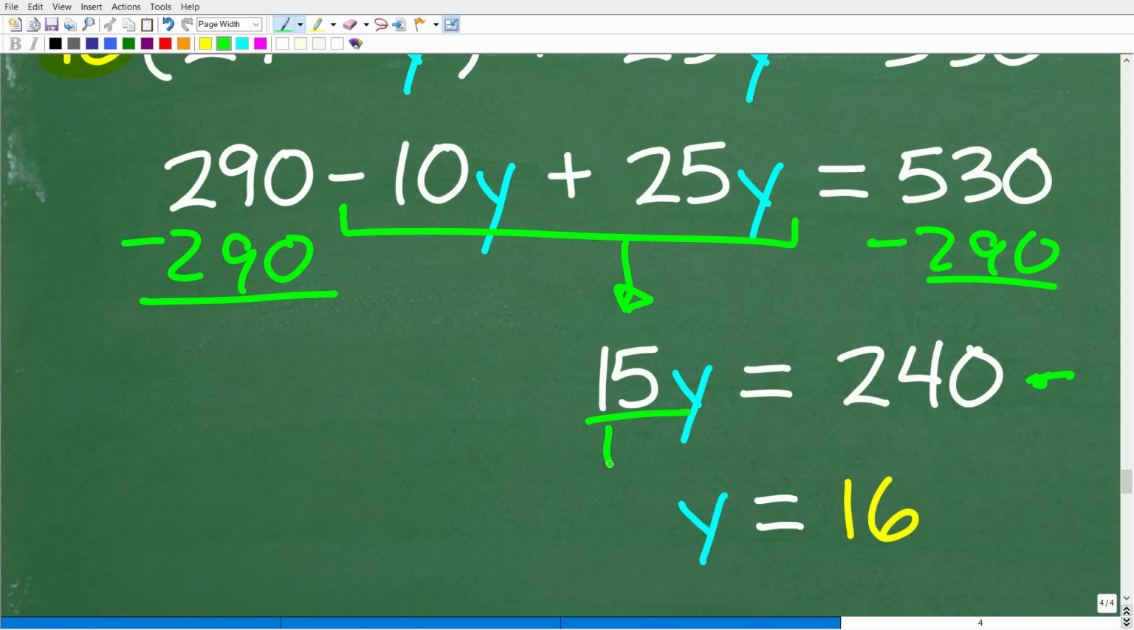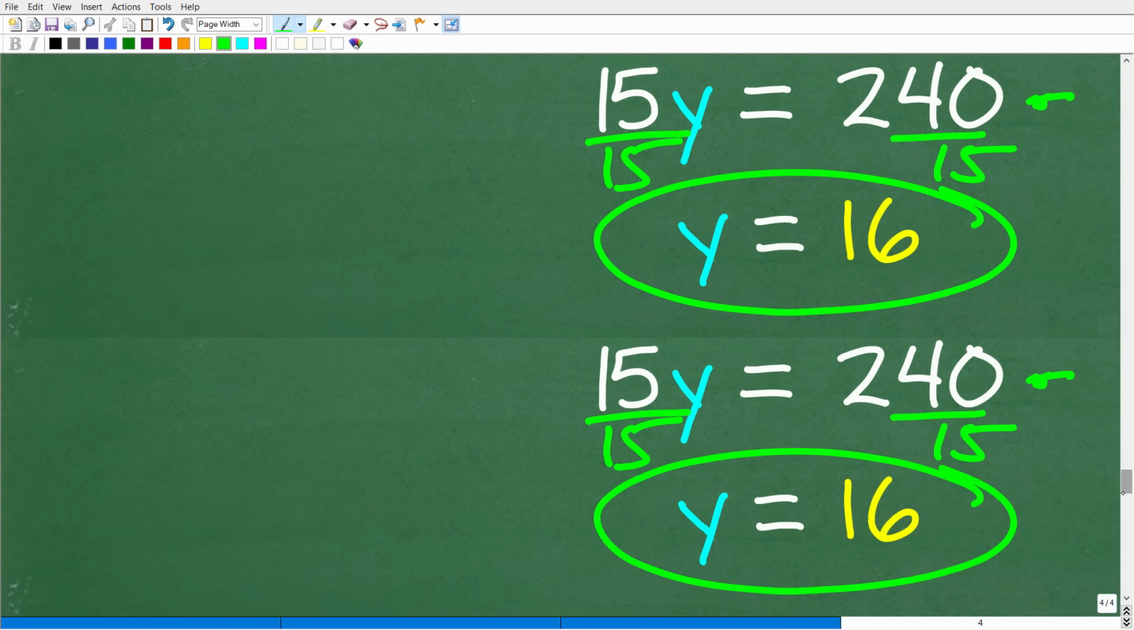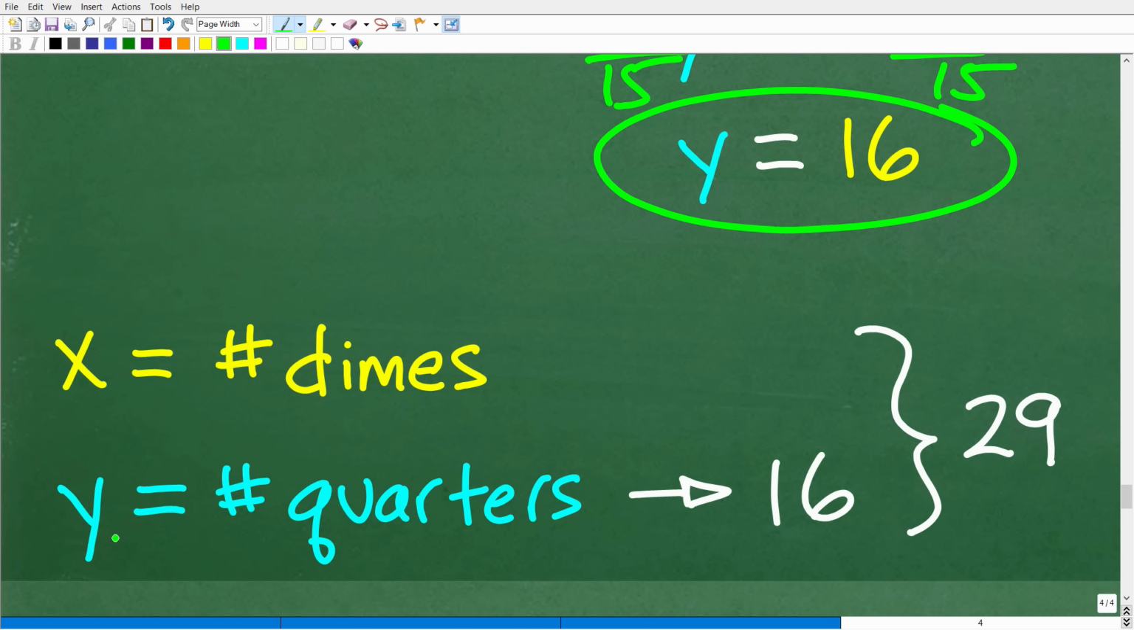So to solve for y, all we have to do is divide both sides of the equation by 15. 240 divided by 15 is 16. So y is equal to 16. Okay, now we need to go back and think about what x and y stand for. So remember, y is equal to the number of quarters. So if y is 16, that means we have 16 quarters, but we have 29 total coins.